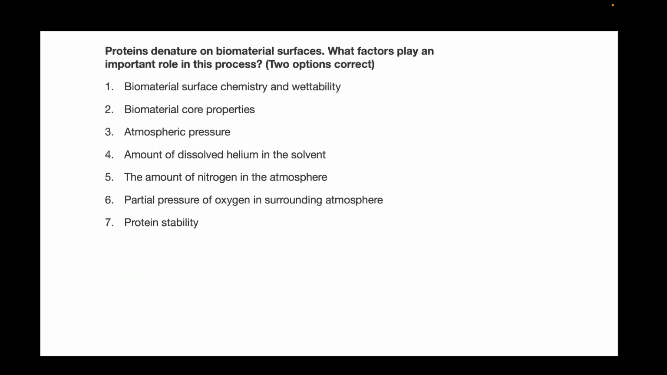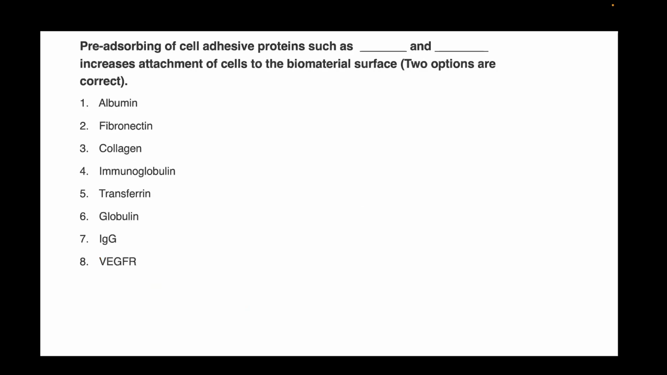The next question was proteins denature on biomaterial surfaces. Which of these factors play an important role in this process? So, option 1, biomaterial surface chemistry and wettability, and option 7, protein stability, will be the correct answer here. These two factors play an important role in protein denaturation on biomaterial surfaces.